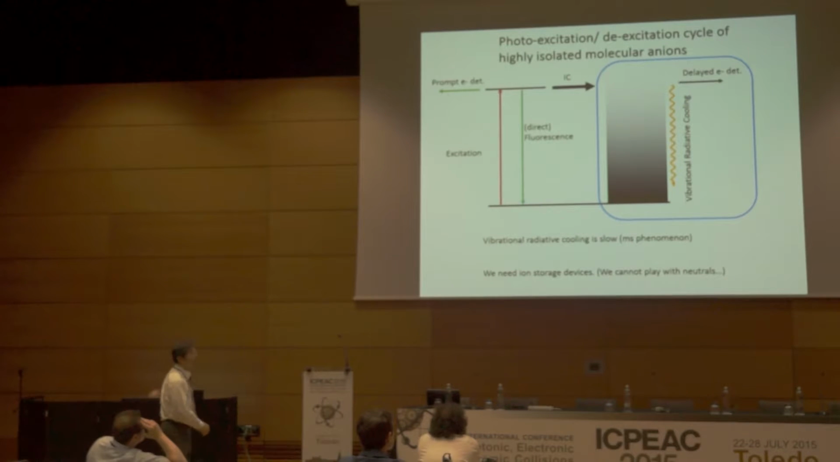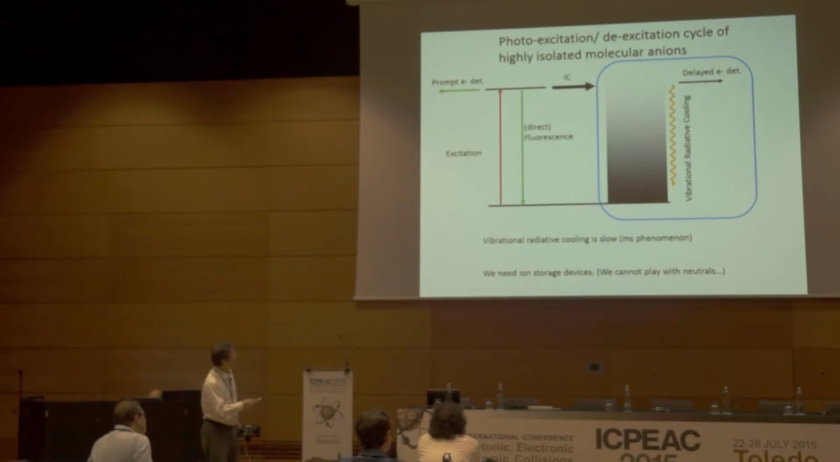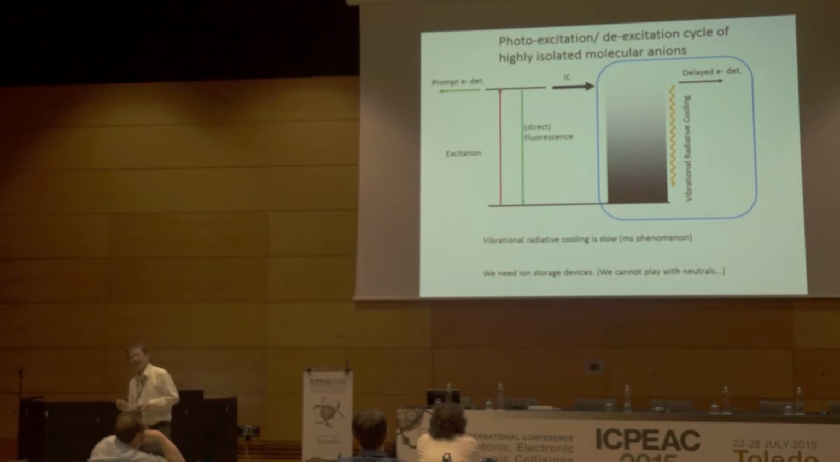We are interested in what happens after the internal conversion, after the thermalization. The vibrationally highly excited ion in the electronic ground state emits thermal electrons. This is the delayed detachment. And it gradually cools down by vibrational radiative cooling. It's a really slow process, on the millisecond time scale, so we need an ion storage device.